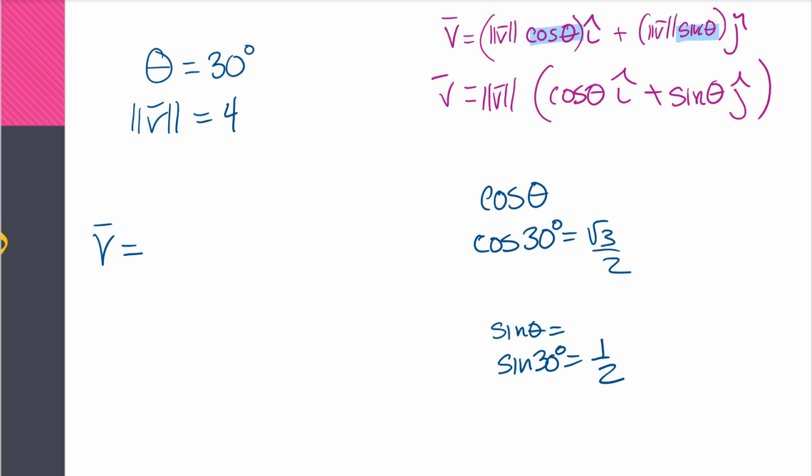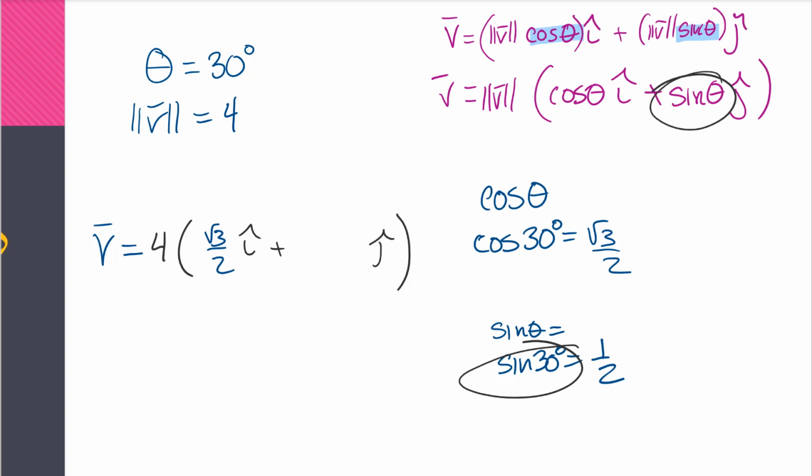So we can say that, all right, let's take our magnitude 4 and multiply it by cosine of 30, our root 3 over 2, with our i hat. And then we're going to take our sine of 30, because we had to have our sine value. That's going to go right into there. So our sine of 30, well, that's equal to 1/2.